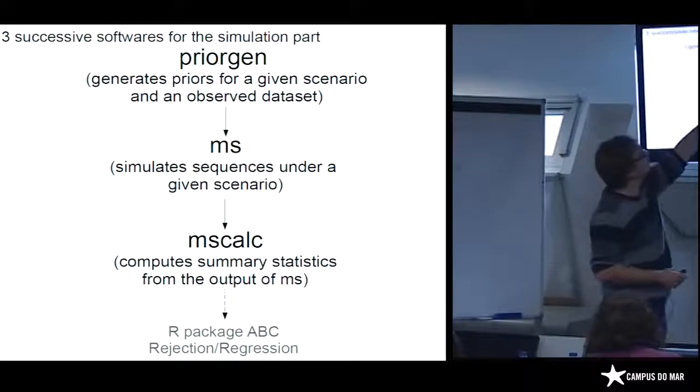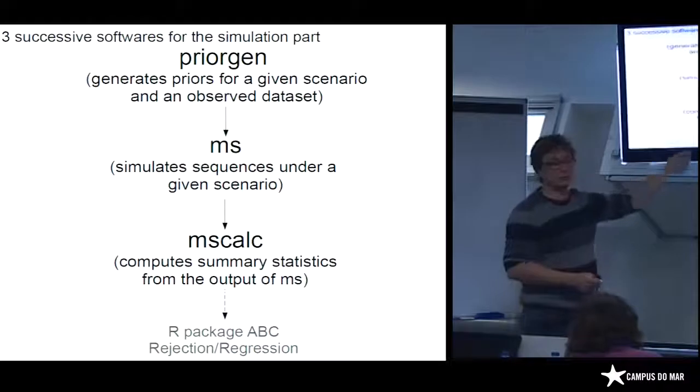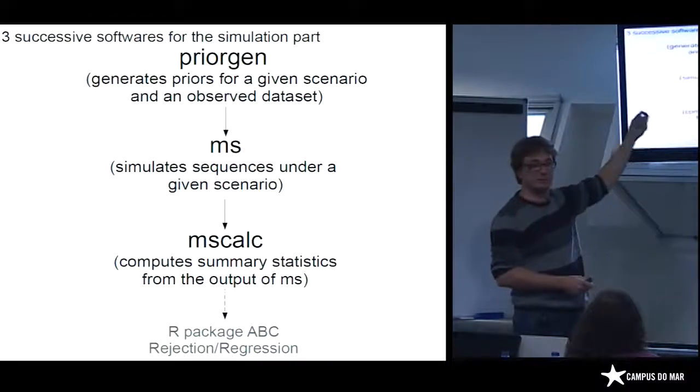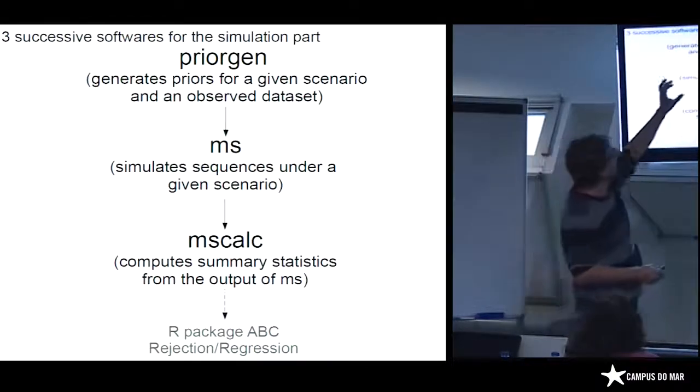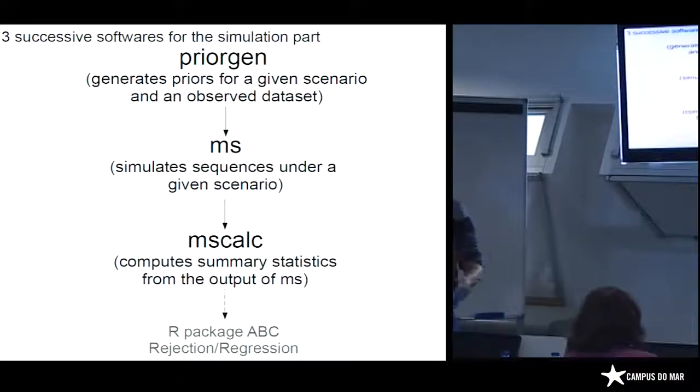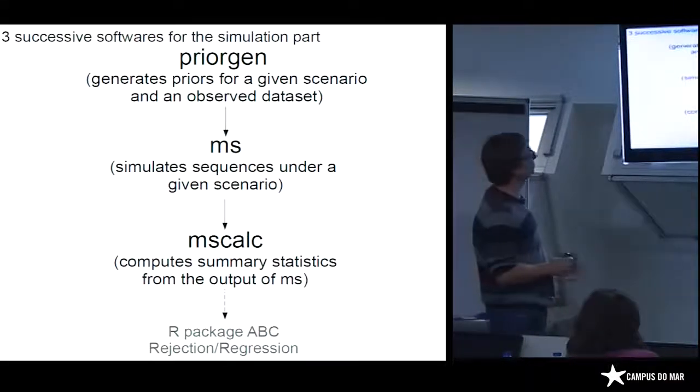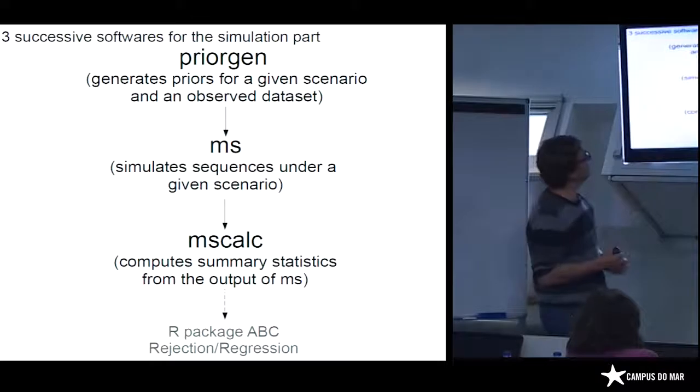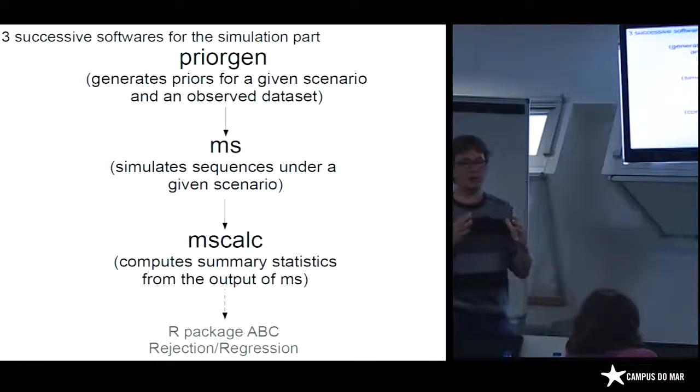Then you use the parameters you sampled in your prior distribution in a simulating software, which is MS, the Hudson's simulating software, which is widely used in population genetics. It allows to simulate sequences by backward coalescence simulation. So it's very, very fast under a given scenario.